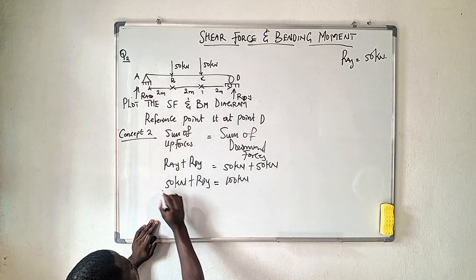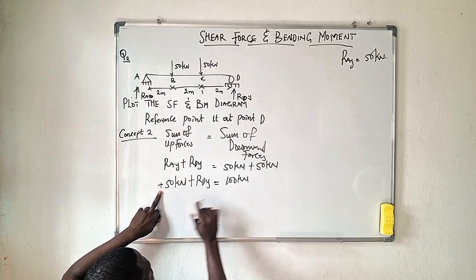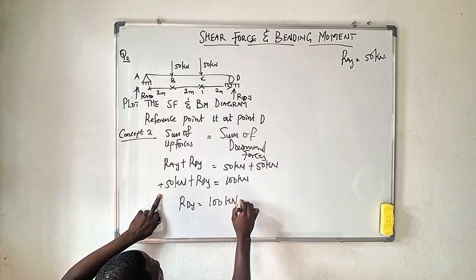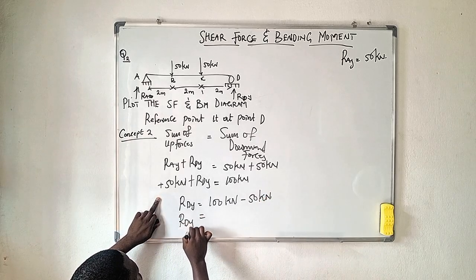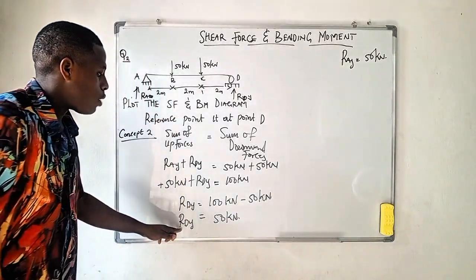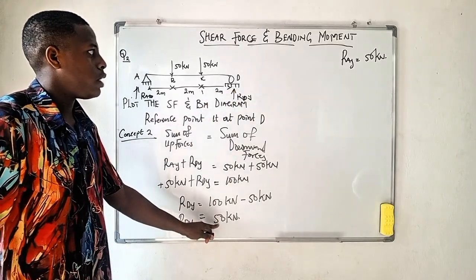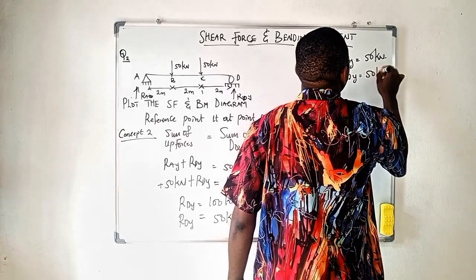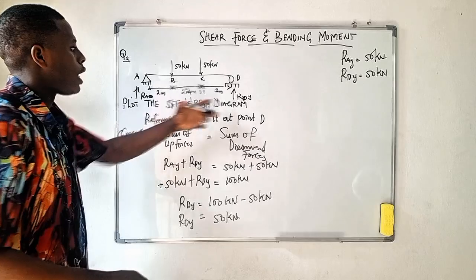It will be a minus, because it's having an imaginary positive side crossing an equal to sign. So you have RDY equal to 100 kilonewton minus 50 kilonewton, and you are left with RDY equal to 50 kilonewton. So basically, you've gotten your RDY, which is the reaction here, and it is 50 kilonewton. Let's write it down. RDY is equal to 50 kilonewton. So you've gotten your two reactions, this point and this point.